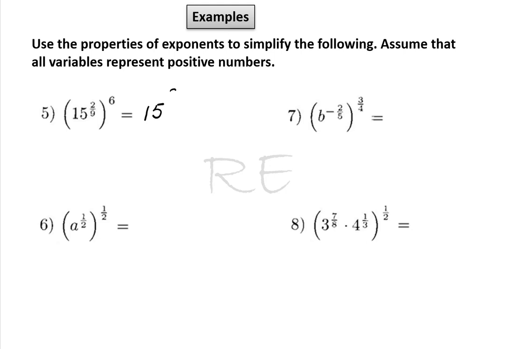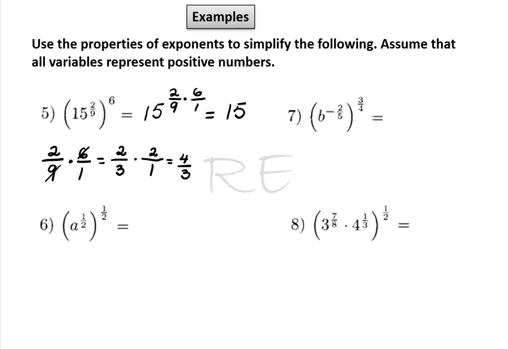15 to the 2/9 to the 6, power over power, we multiply the exponents. So it's 15 to the 2/9 times 6 over 1. We can cross cancel. 3 goes into 9 3 times. 3 goes into 6 twice. 2 and 1. 2 times 2, 4. 3 times 1, 3. The answer is 15 to the 4/3.